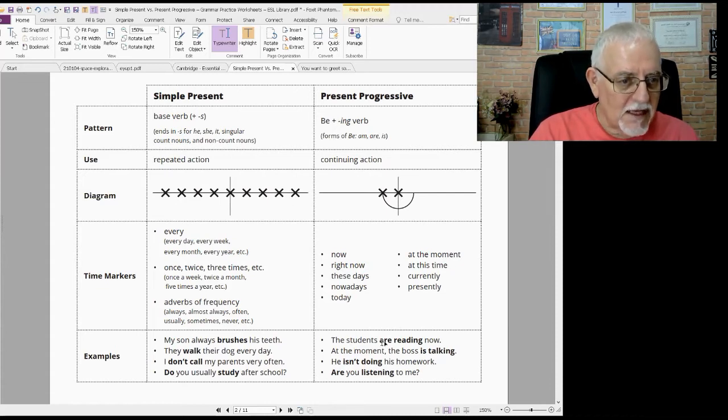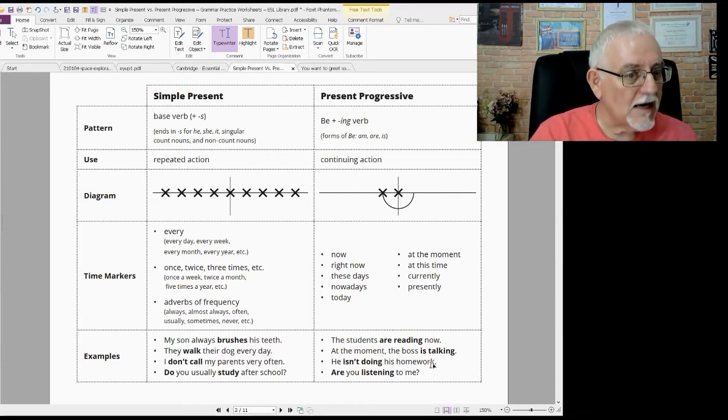The difference with the present continuous tense is the students are reading now, right at this moment. At the moment, the boss is talking. No, you can't talk to the boss because at the moment he is talking. He isn't doing his homework.